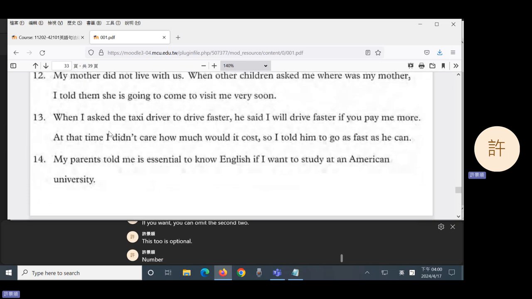Number 13, when I asked the taxi driver to drive faster, he said, comma, quotation mark, I will drive faster if you pay me more, quotation mark. At that time, comma, I didn't care how much it would cost. So I told him to go as fast as he could.